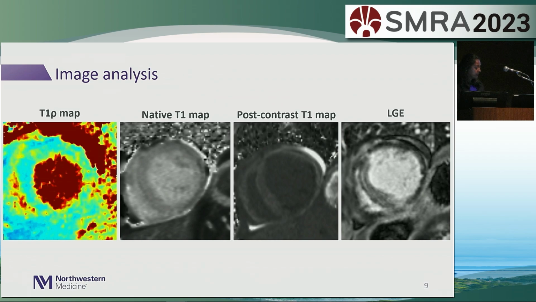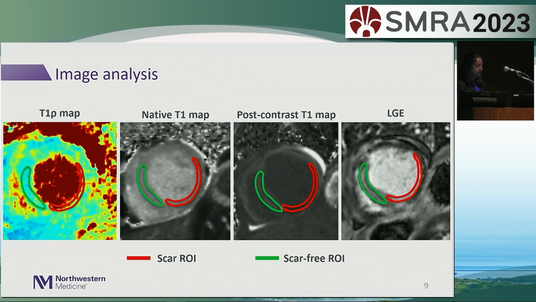So then in each patient, we have our T1-rho map, and we also have the clinical images: the native T1 map, post-contrast T1 map, and LGE. Based on the LGE images as well as the clinical reports, we can go through and find those areas of enhancement and where focal scar is located. Then we're able to draw an ROI on that scar region, as well as an ROI on the scar-free region to quantify T1-rho values.